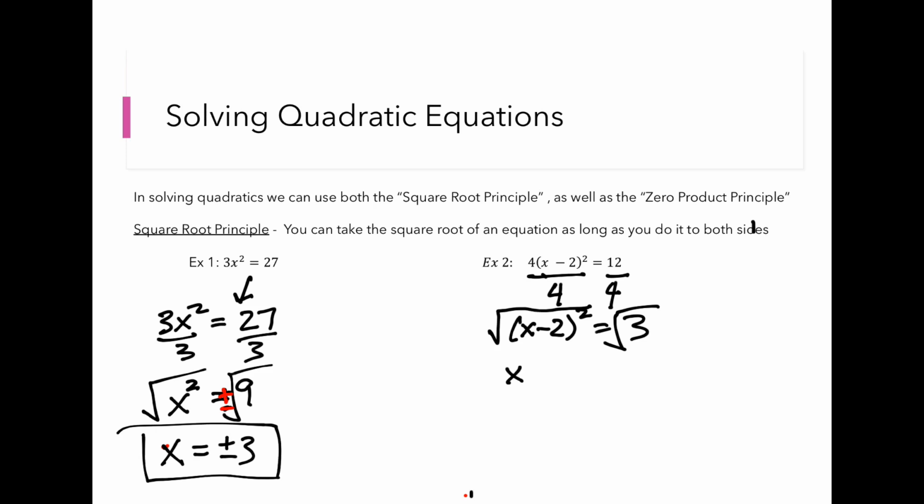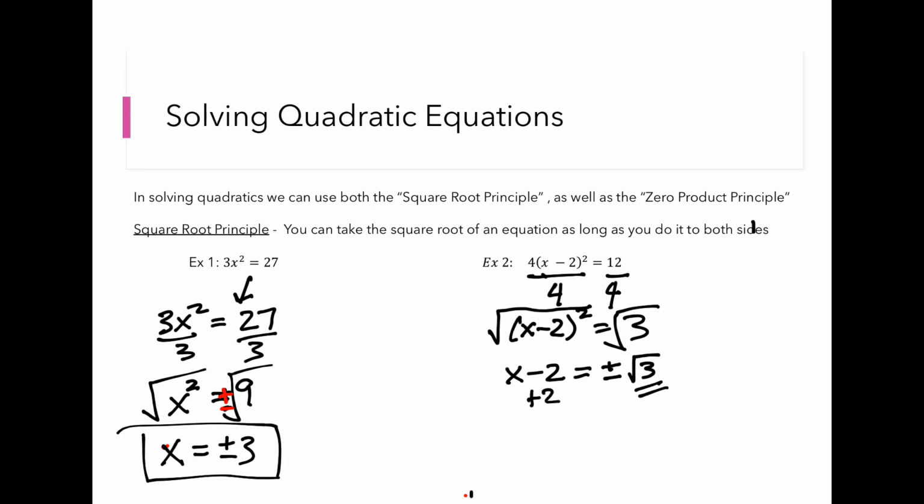So I have x minus 2, and remember, this is equal to not just the square root of 3, but the positive and negative square root of 3. Now, I left it as the square root of 3 because we know that square root of 3 is not a perfect square. It does have a decimal equivalent, but that decimal is an irrational number that does not repeat itself and goes on for infinity. So leaving it as the square root of 3 is actually more exact than approximating it. So I'm going to leave it that way.